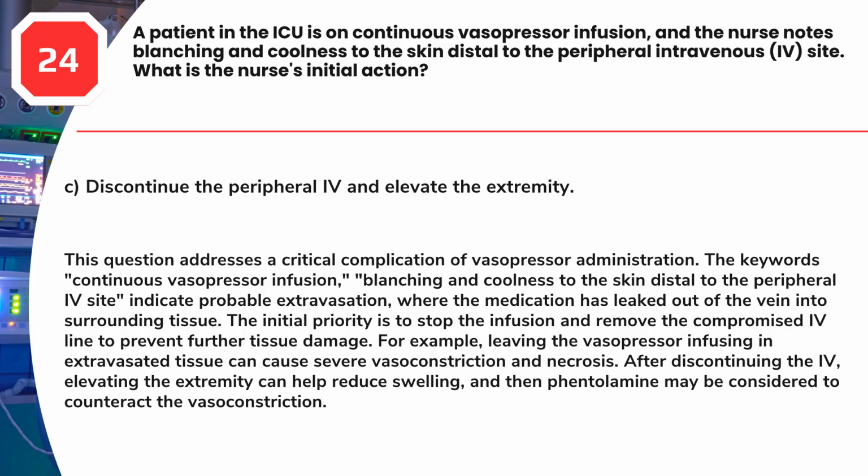The initial priority is to stop the infusion and remove the compromised line to prevent further tissue damage. For example, leaving the vasopressor infusing in extravasated tissue can cause severe vasoconstriction and necrosis. After discontinuing, elevating the extremity can help reduce swelling, and then phentolamine may be considered to counteract the vasoconstriction.